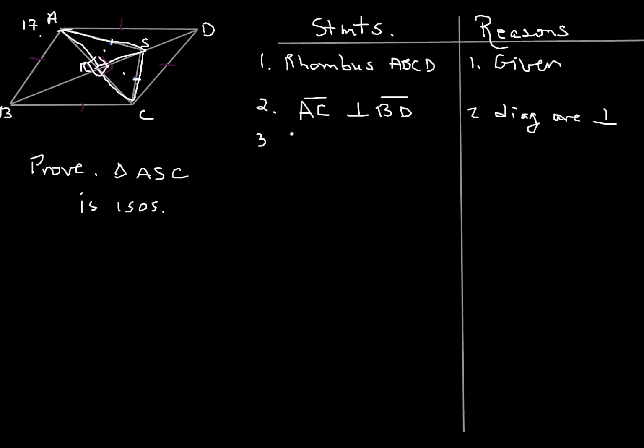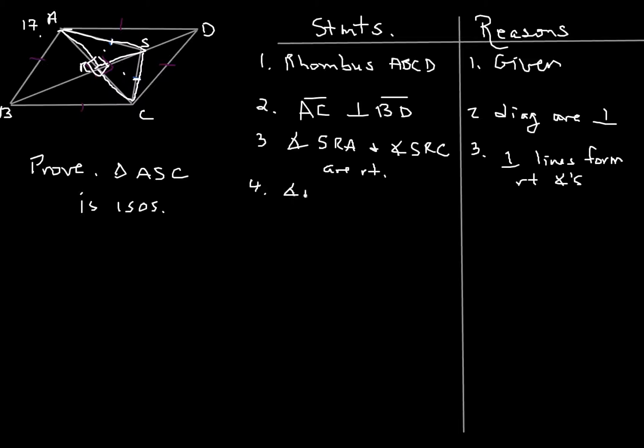Then we can say angle SRA and angle SRC are right angles. Perpendicular lines form right angles. This is a lot of work just to say, step 4, angle SRA is congruent to angle SRC, and that's right angles are congruent. So we can mark that in.